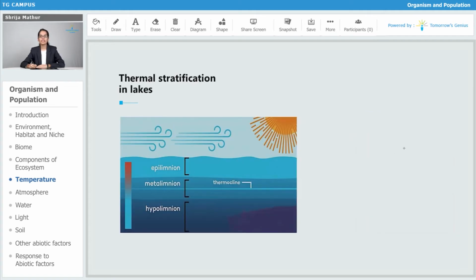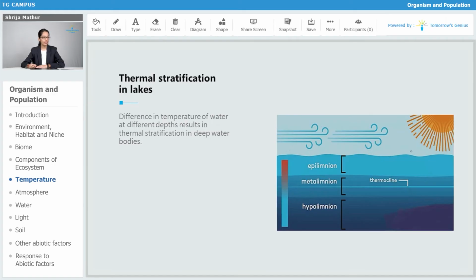So this figure is telling you about the three regions, the three zones which are there in the lakes. Difference in temperature of water at different depths occurs in thermal stratification in deep water bodies. So in deep water bodies, this phenomenon is followed. During summer, the temperature is higher on the surface and the lower layer temperature is low. Obviously in summer the temperature increases, so we can feel more change.